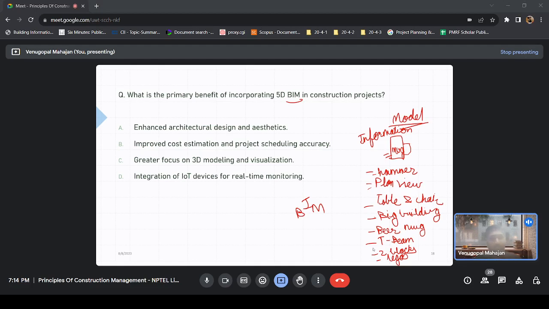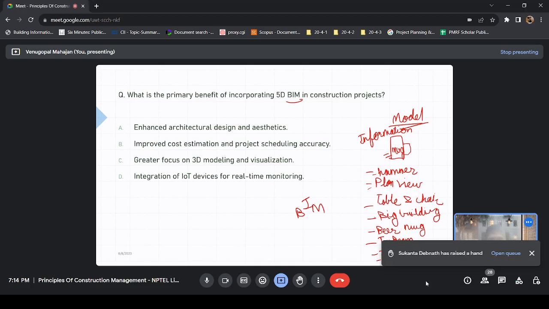That the model itself contains the information so that there is no ambiguity. The information is there so that it can be interpreted in the same manner by everybody, even by a layman. I have got a couple of raised hands. Guys, you can just turn on your mics and say.